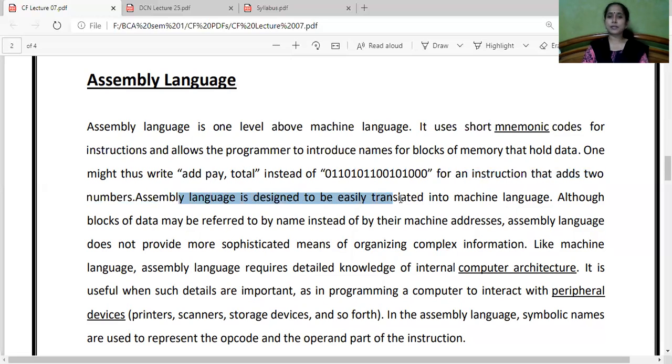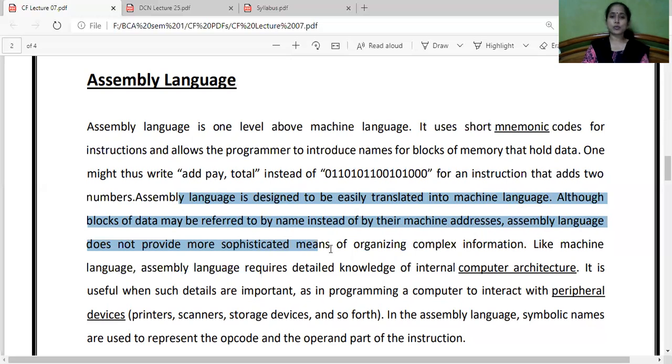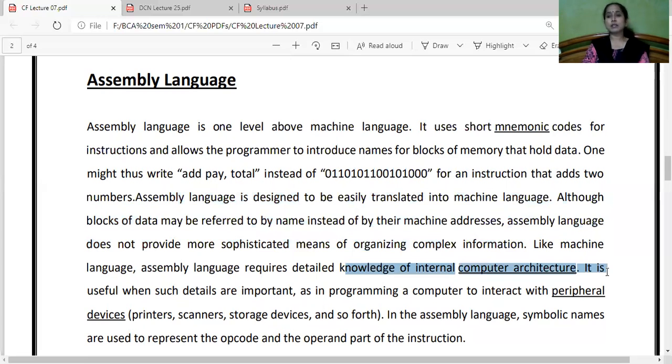Assembly language is designed to be easily translated into machine level language, although blocks of data may be referred to by name instead of by their machine addresses. Assembly language does not provide more sophisticated means of organizing complex information. Now, like machine language, assembly language requires detailed knowledge of internal computer architecture.